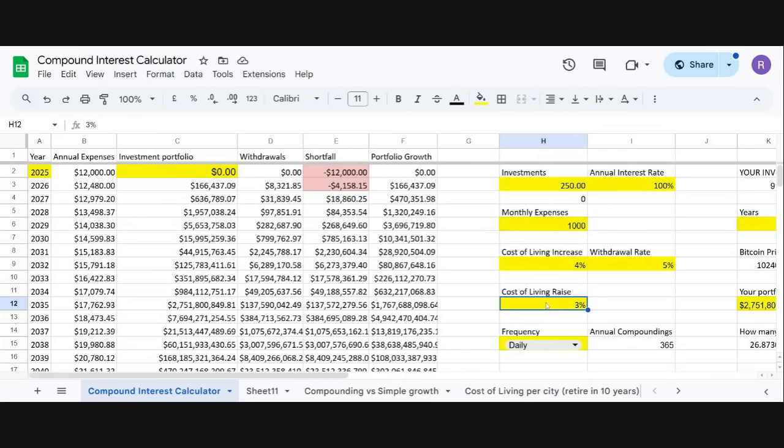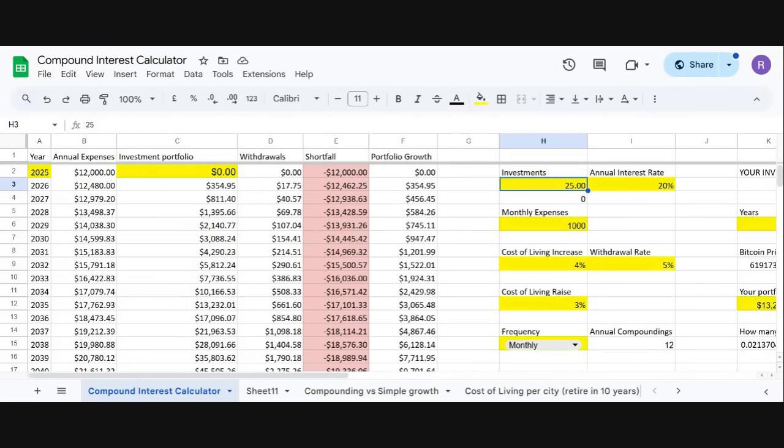So proportionately, you'll be able to increase how much money you put into Bitcoin every single year by this amount. Now let's take a look at some numbers. Let's say you start off with $0, you start this year, you put $25 a month into Bitcoin. Bitcoin gives you a 20% growth rate. Your monthly expenses are $1,000. Of course, you can change these as you want to.